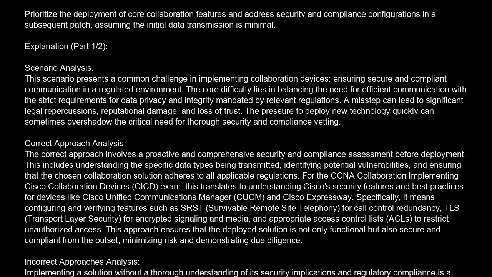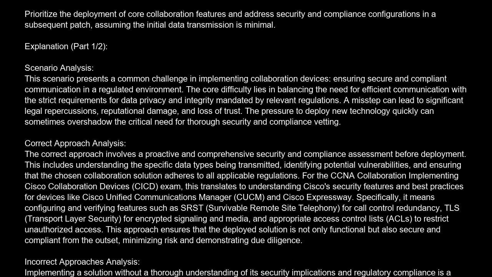Scenario analysis. This scenario presents a common challenge in implementing collaboration devices, ensuring secure and compliant communication in a regulated environment. The core difficulty lies in balancing the need for efficient communication with the strict requirements for data privacy and integrity mandated by relevant regulations. A misstep can lead to significant legal repercussions, reputational damage, and loss of trust. The pressure to deploy new technology quickly can sometimes overshadow the critical need for thorough security and compliance vetting.